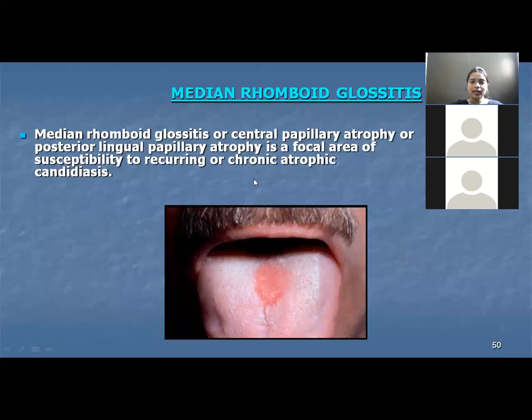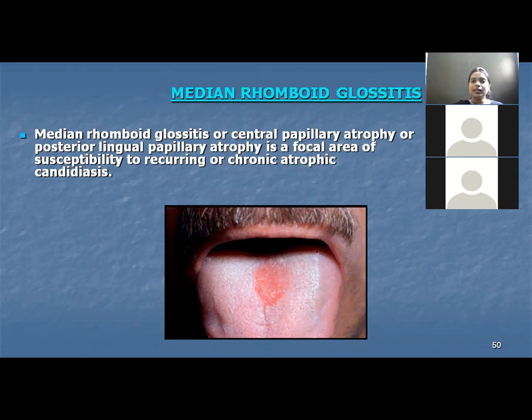Then the next anomaly is median rhomboid glossitis. What is the meaning of median? Median means the lesion is present in the center. What is rhomboid? See this shape. This is the rhomboid shape of the tongue. Then glossitis. Glossitis means what? Inflammation of the tongue.